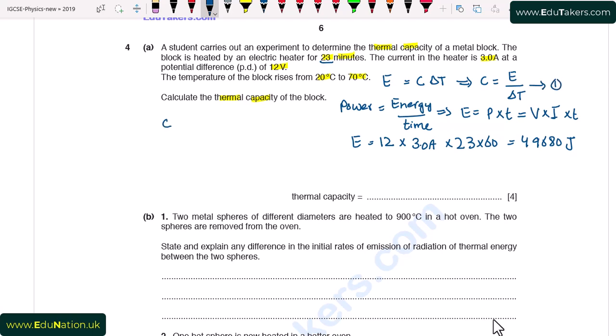We put this value of energy into equation 1 so that we can determine the value of thermal capacity. So C will be equal to 49680 divided by the change in temperature, and the temperature change is from 20 degrees C to 70 degrees C. So I write 70 minus 20, and it is 49680 divided by 50. So C comes to be 990 joule per degree C.